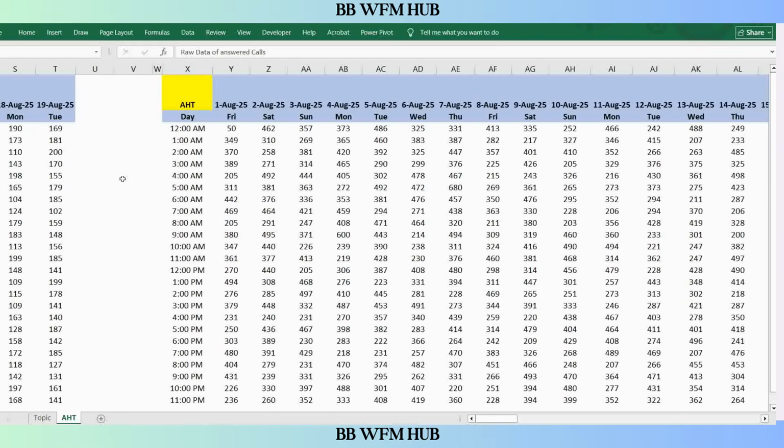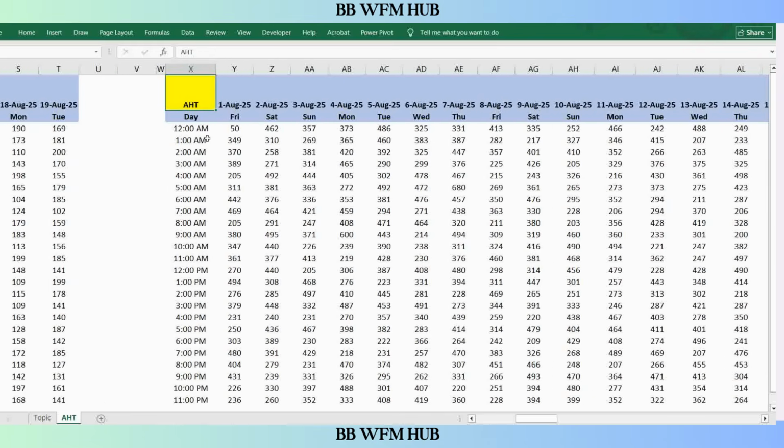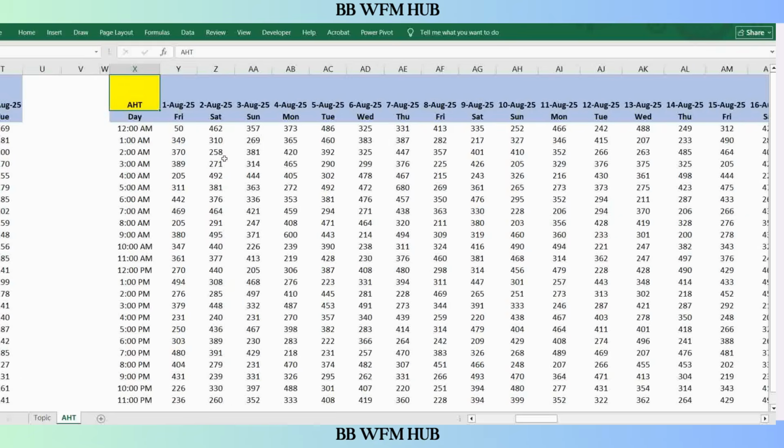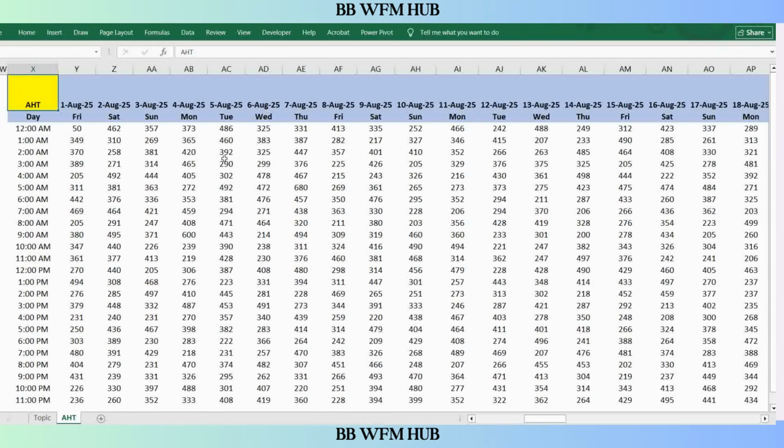Same as with the calls answered, we have the raw, actual AHT of the last 3 weeks. But it's also important to note that the historical data needs to be taken from the last 6 weeks to get the correct DOW. As I already told you, it's sample data, so that's why it's just for a few weeks.